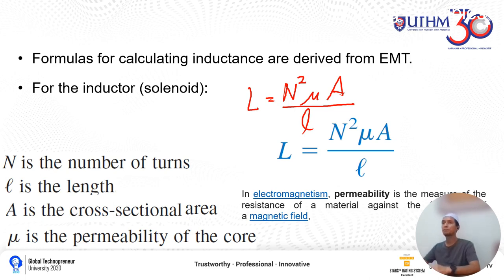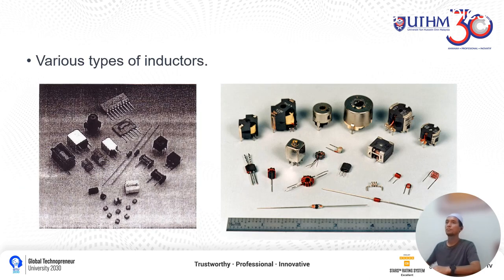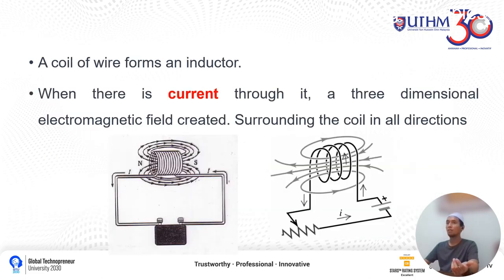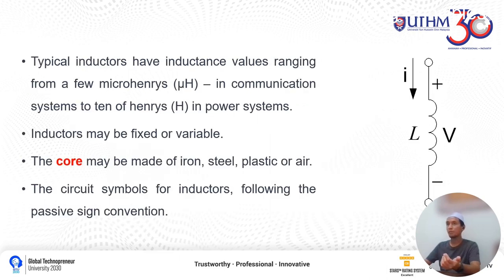Okay, so these are various types of inductors, from small in size to large size. Right? So a coil of wire forms an inductor. When there is a current flowing through the coil, a three-dimensional electromagnetic field will be created surrounding the coil in all directions. So the typical inductor has an inductance value ranging from a few millihenry and microhenry, which are used in communication systems, we can say electronic circuits, to tens of henry, which is applied in power systems and big size.